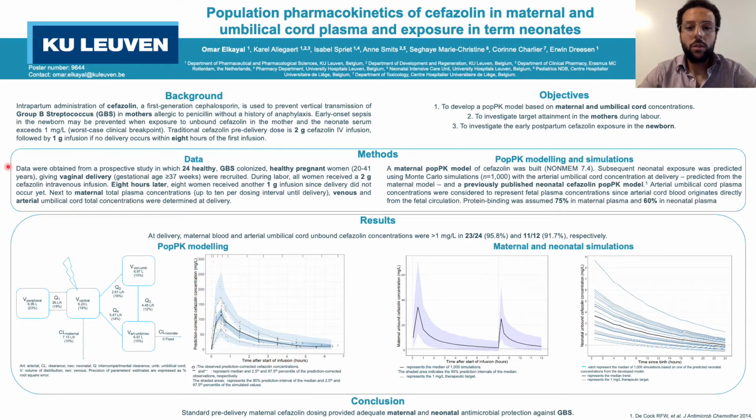Our data consisted of 24 pregnant women undergoing natural delivery with traditional pre-delivery cefazolin dosing for prophylaxis against GBS. In addition to maternal concentration samples, umbilical cord samples were collected in 12 out of the 24 women. Using this data, a population PK model was developed describing the maternal concentrations and umbilical cord concentrations.